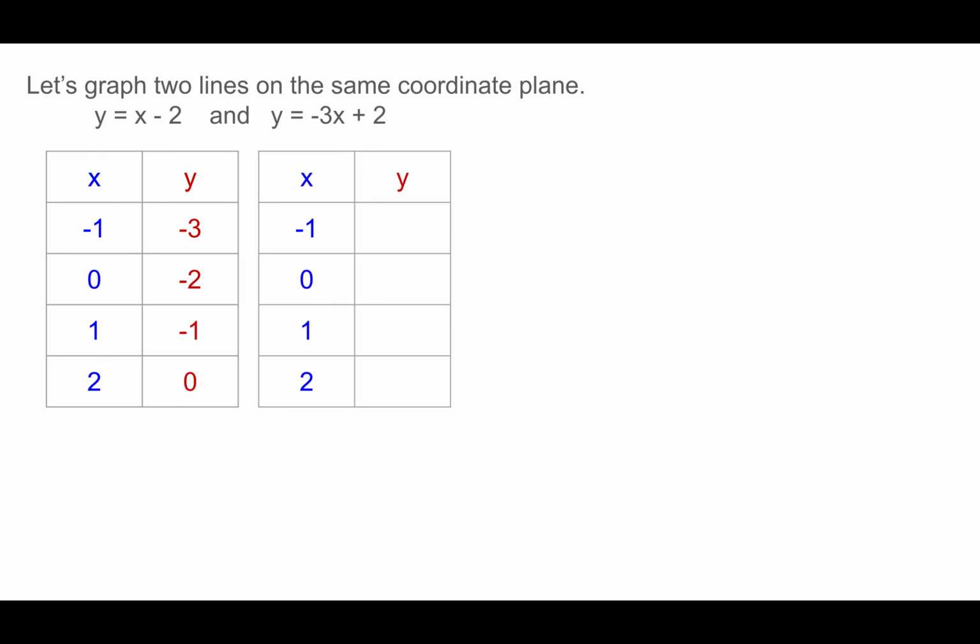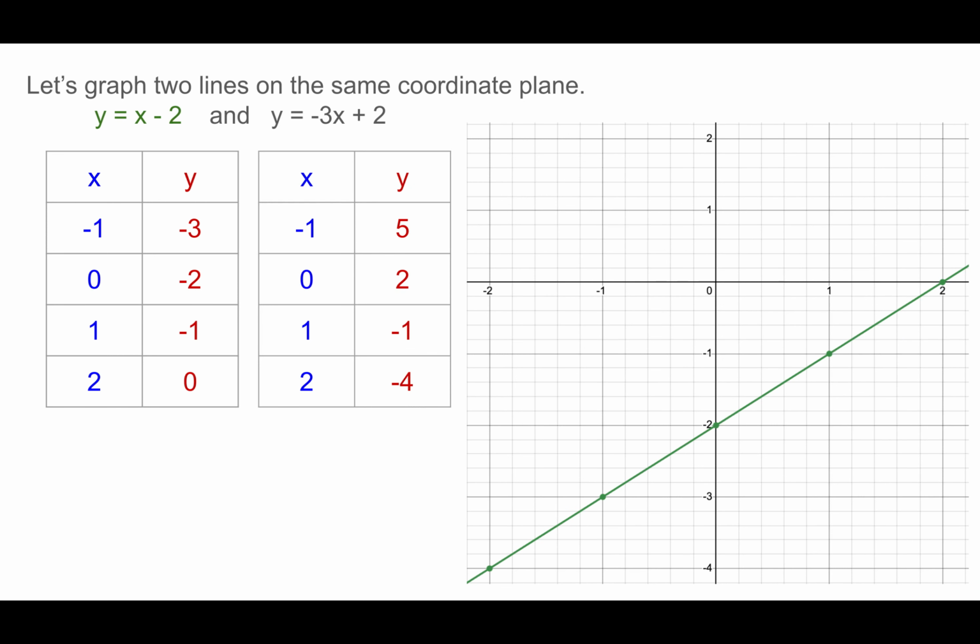And the same thing for the next line. I'm using the same numbers, -1, 0, 1, and 2. I replace the x with -1, and -3 multiplied by -1 is 3, and 3 plus 2 is 5. -3 multiplied by 0 is 0, plus 2 is 2. -3 multiplied by 1 is -3, plus 2 is -1. And lastly, -3 multiplied by 2 is -6, plus 2 is -4.